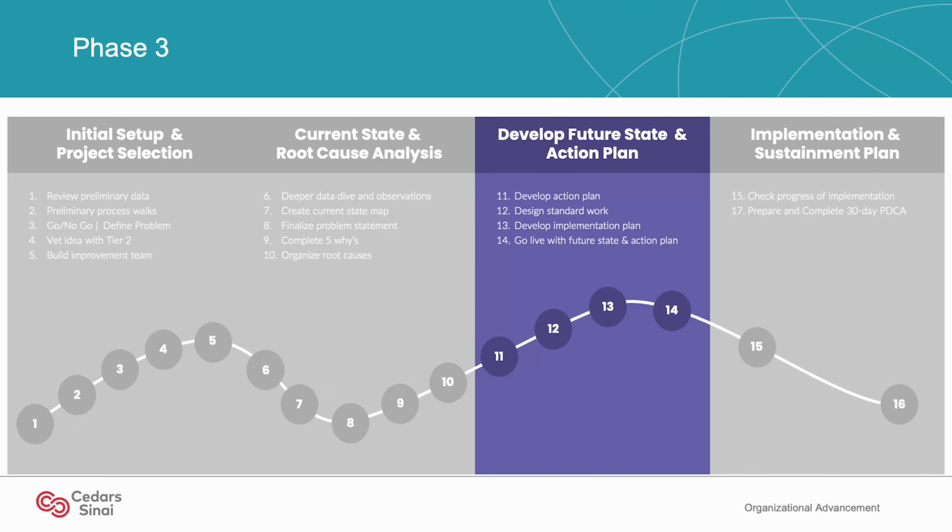The purpose of Phase 3 is to have the team identify improvement ideas that will address the root causes identified from Phase 2. Once the team has identified the improvement ideas, an action plan and an implementation plan will be drafted to help the team effectively launch their improvement ideas. Let's get started into the steps for Phase 3.